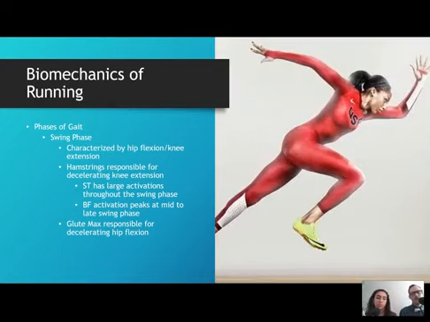Absolutely. Of course, the hamstrings aren't the only things that are working here because, again, one of the motions that we just talked about is the hip flexion. So the glute max is also responsible for decelerating that hip flexion. But with the hamstrings being a secondary hip extensor, you can see there could be a dual role for these hamstrings, which get a lot of load throughout that swing phase of gait.